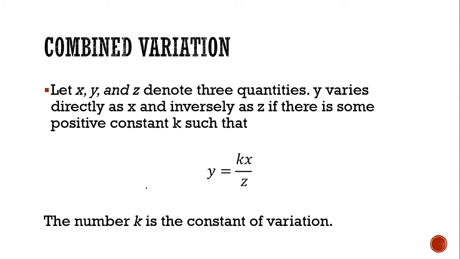Okay, so let's proceed with the definition of combined variation. Let x, y, and z denote three quantities. Y varies directly as x and inversely as z if there is some positive constant k such that y is equal to kx over z. The number k is the constant of variation. So again, this is the formula that we're going to use: y is equal to kx over z.